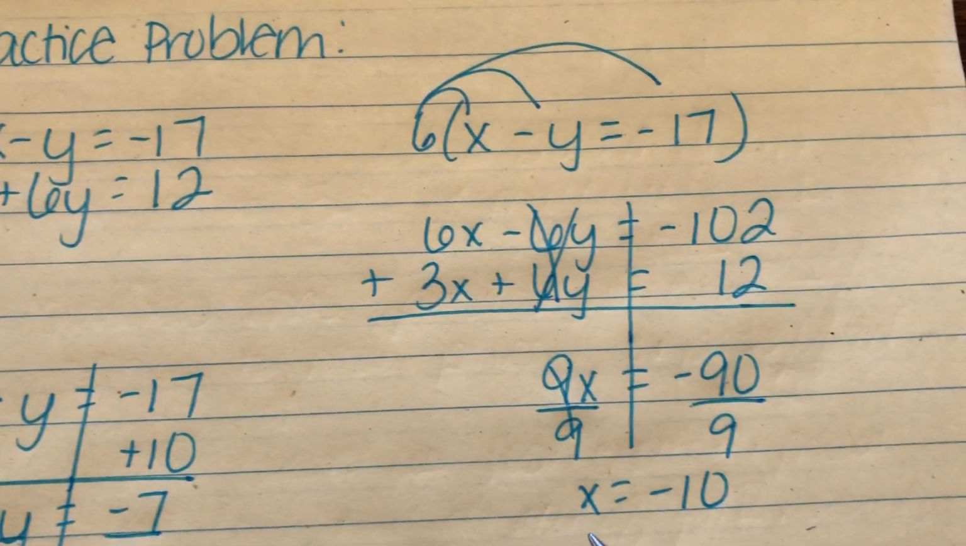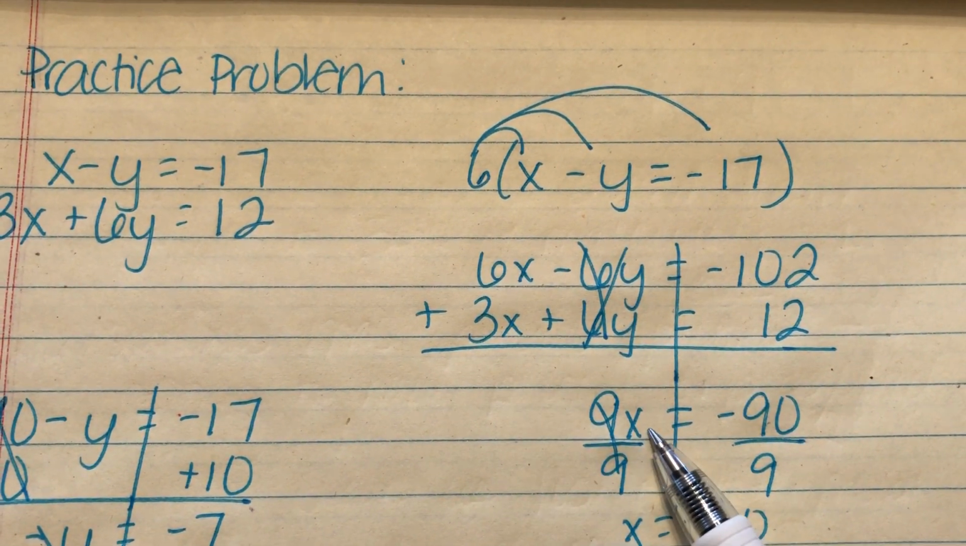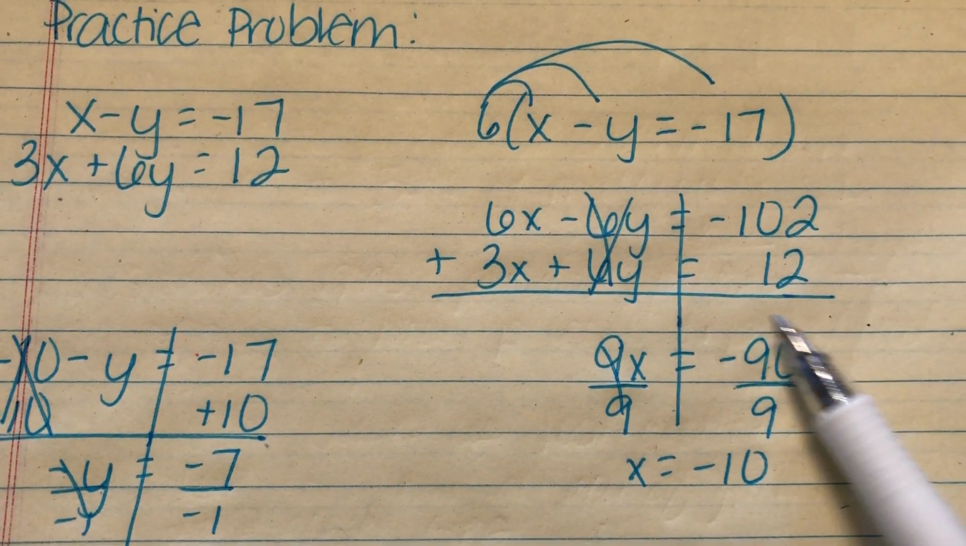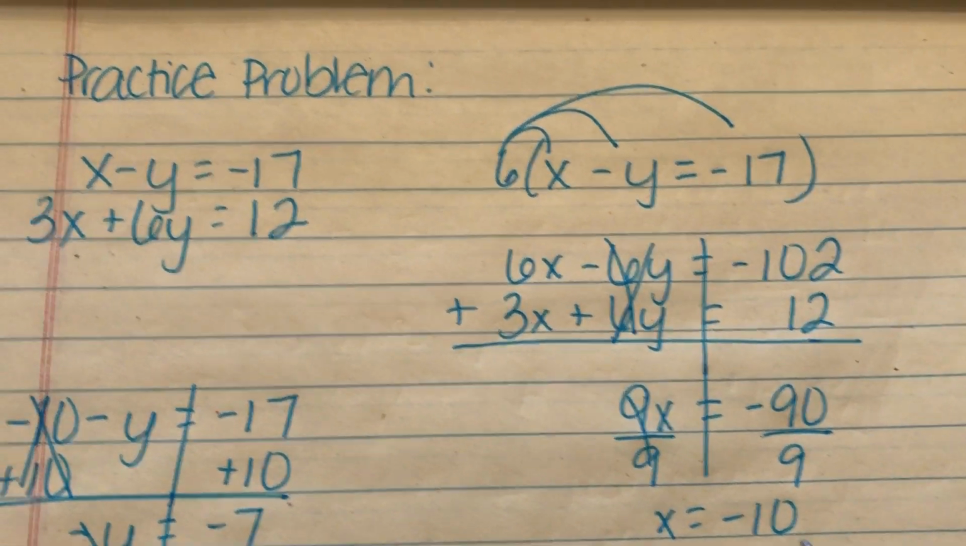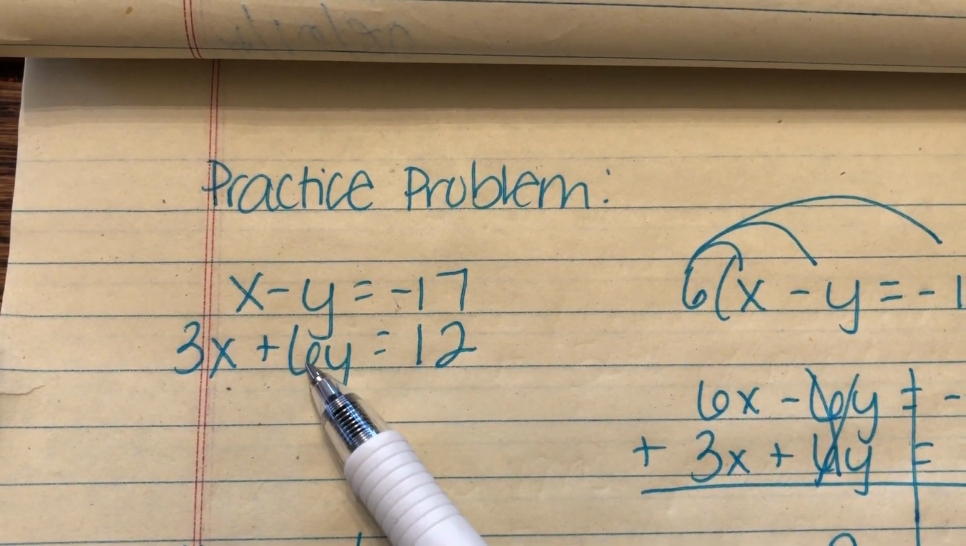I add them together, my y's cancel out, I get 6x and 3x to give me 9x, negative 102 plus 12 gives me negative 90. I can divide to get x is negative 10. So again, my first step was to eliminate something. I chose to eliminate my y value.